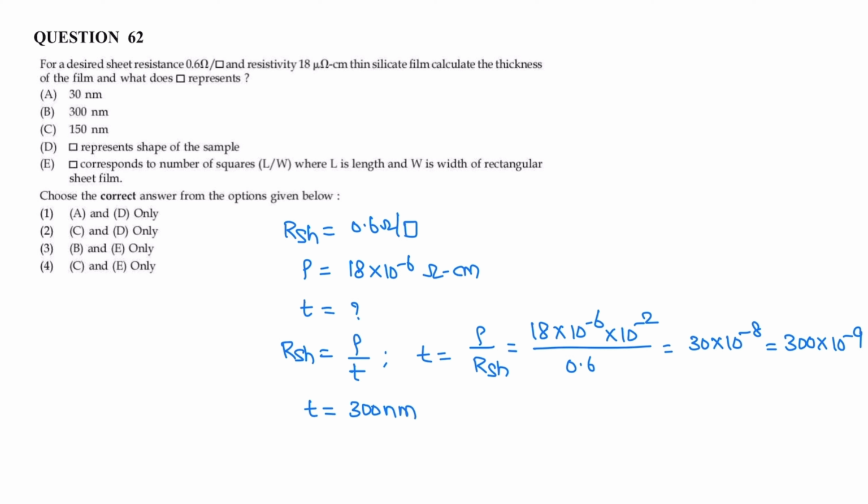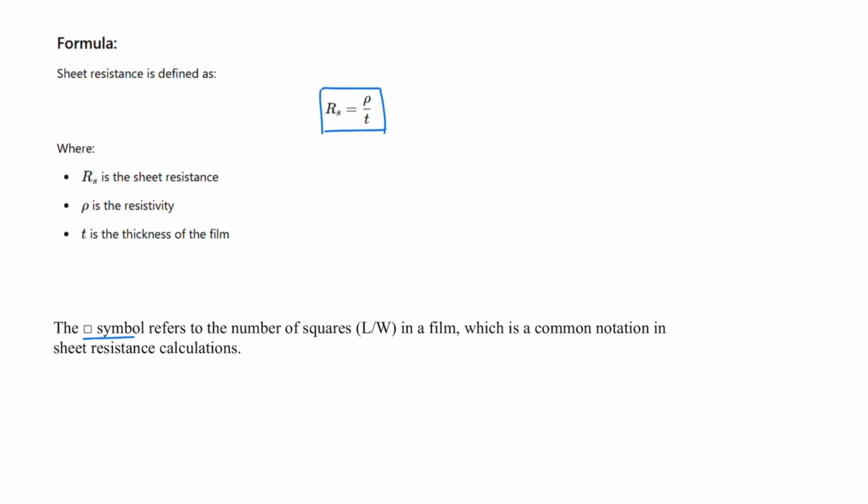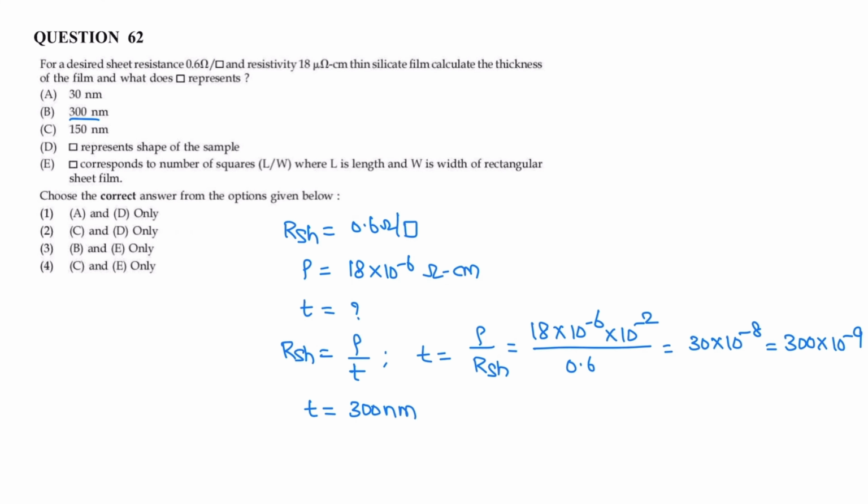And the square symbol refers to the number of squares, L by W, length per width in a film, which is common notation in sheet resistance calculations. The symbol represents squares in length to width ratio, where L is the length and W is the width of the rectangular sheet film. Correct statements are B, E. Correct option is 3.